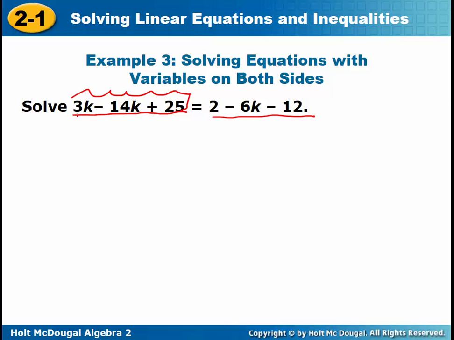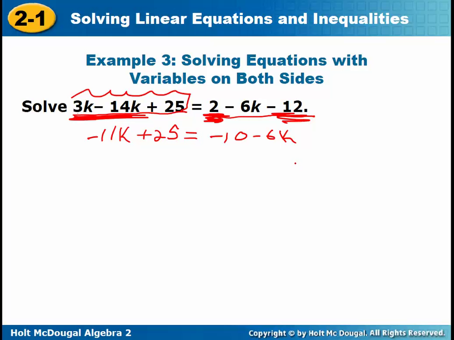So let's see, we've got like terms here and here. 3k minus 14k. Well, 3 minus 14 is minus 11k. 25 doesn't have any like terms. And then on the right side, my like terms are my constants, which is 2 and minus 12. So that's negative 10.